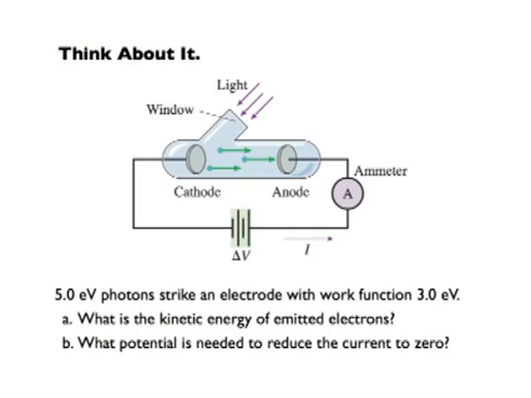So I have this tube, light shining in the window of the tube. Photons with energy 5 electron volts strike the cathode. The cathode has a work function of 3.0 electron volts, and we have some questions based on this. Think about that first one. 5 electron volt photons strike an electron, which has a work function of 3 electron volts.